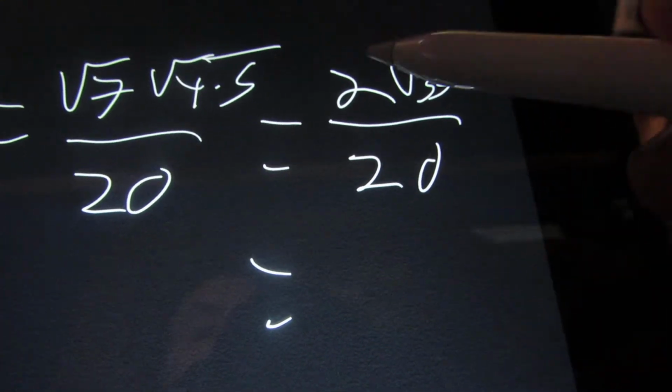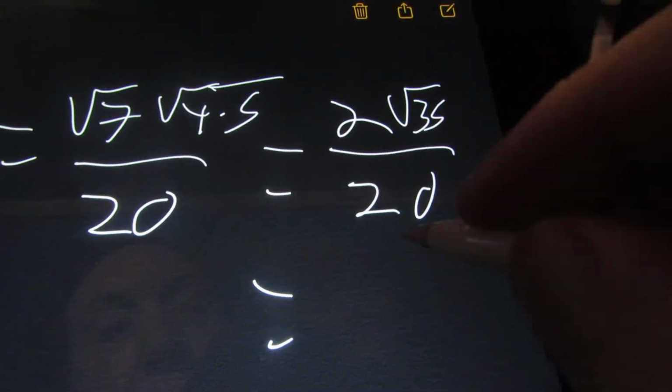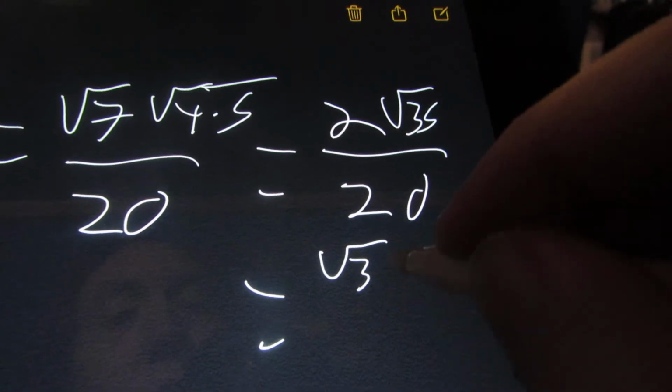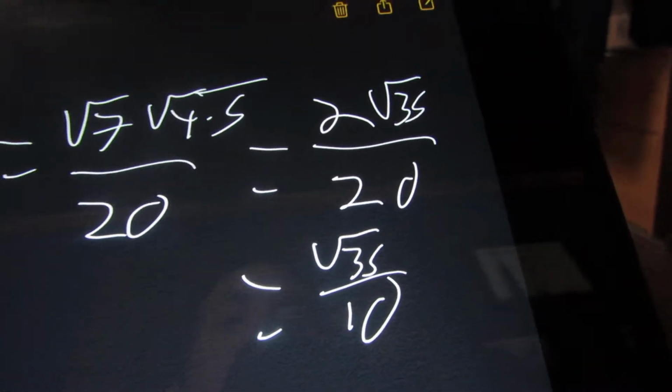But now I need to simplify if I can. 2 will go into 20 10 times, so I'm left with square root of 35 over 10.